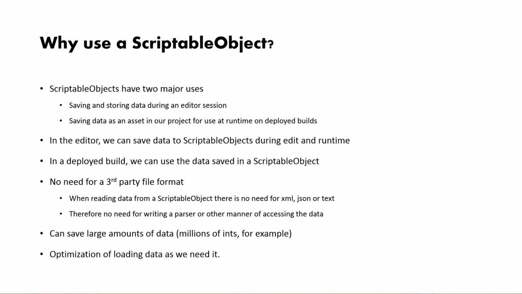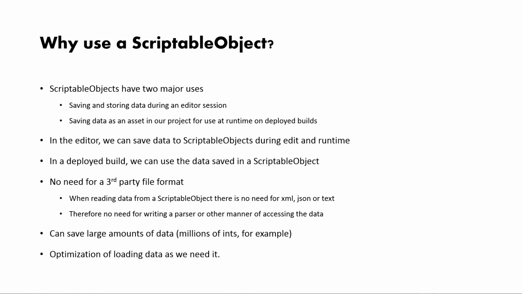So you can also save large amounts of data with this. The documentation says that it can save millions of ints, for example. And then you can optimize the loading of data as you need it. One of the things about optimizing loading the data when we need it, so why use a scriptable object, is imagine a framework to keep track of, say, all the levels in your game. And so you had specific data about what the enemy waves are and where things are placed. If you had that as a standard class, you would have to load all of that information, the information about all of your levels, at the same time, and it would be taking up space in your memory.